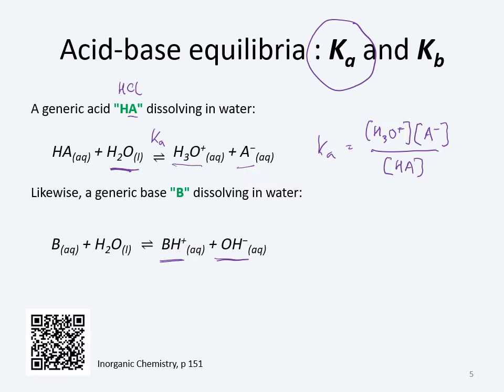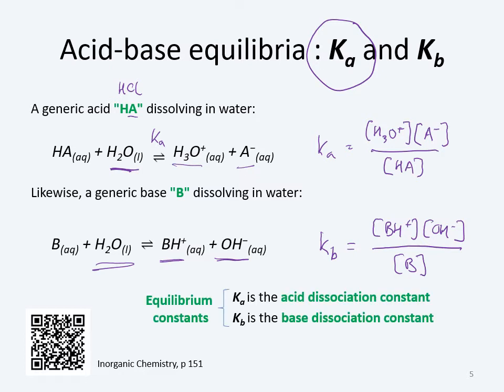It's going to accept the proton, and again we can write out an expression for Kb, which is again the products, so the concentration of BH+ times OH-, over the concentration of our base in water. And again we don't include water because it's the solvent and it's got an activity of 1. So the key point of definition is that Ka, this equilibrium constant with a subscript A, is the acid dissociation constant, and Kb is the base dissociation constant.